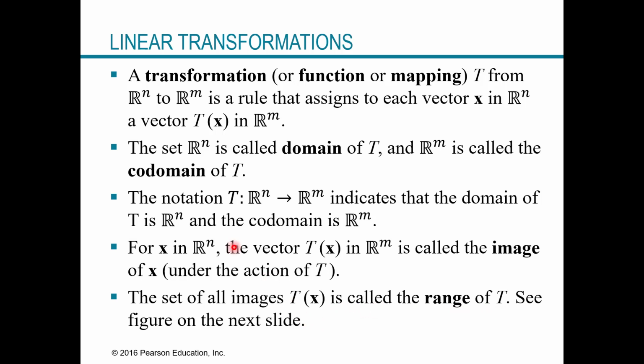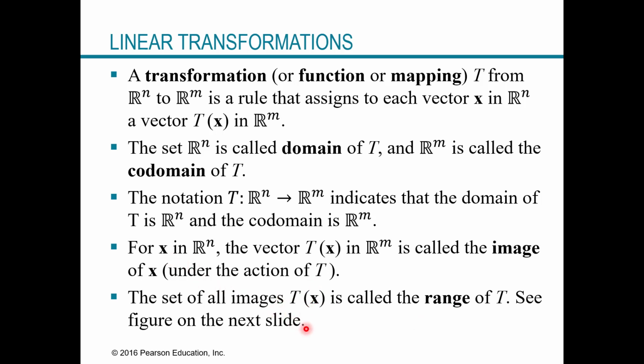So I just want to mention the difference between codomain and range. The range is a little bit more specific than the codomain. The codomain is the set Rm that we map to, that our outputs belong to, that set. But the range is very specific. It's all of the outputs. So it's all of the T of x's that come out of your mapping or transformation when you plug in x.